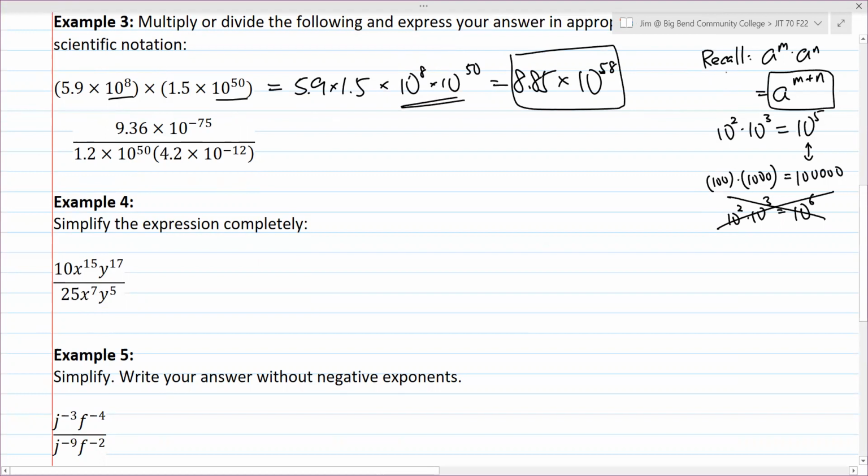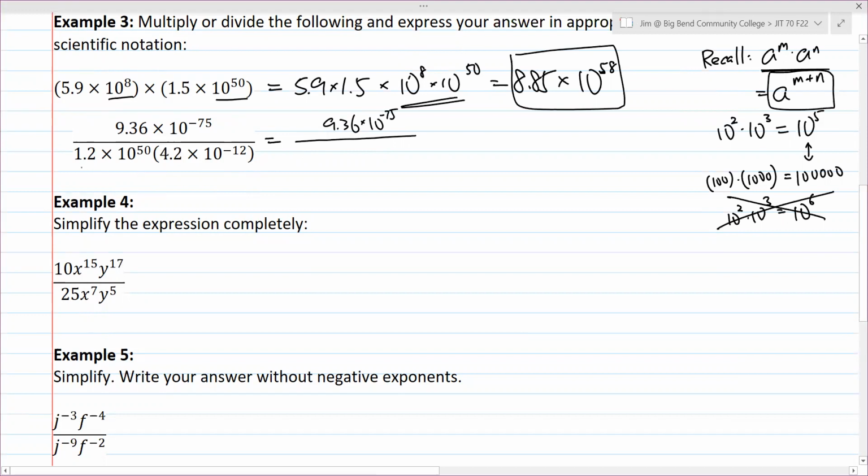So that portion matches the rule we have there. Make sure you understand why this works. Okay, next we have a huge fraction. All right, so how do we deal with it? First of all, apply the product rule first.